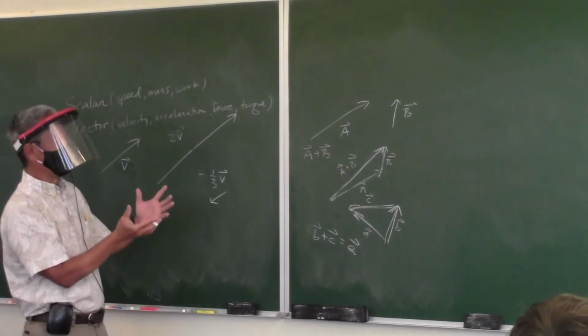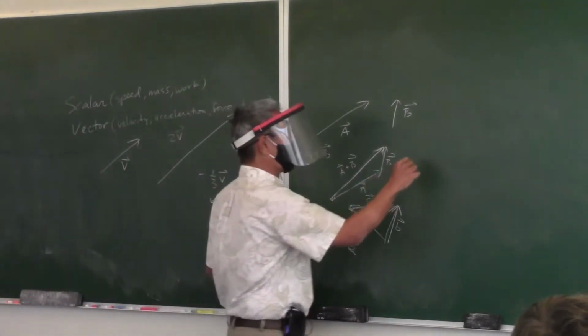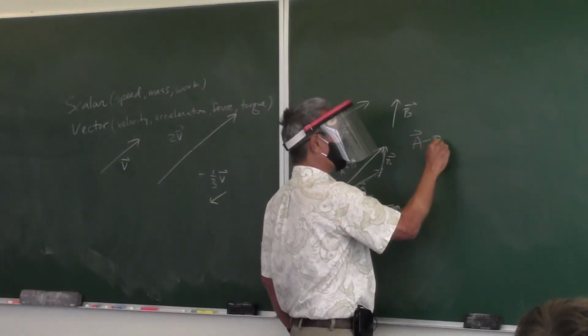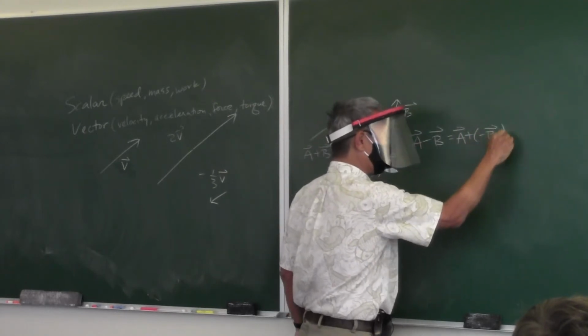And then of course, if you can add two vectors together, then you can subtract two vectors, because vector subtraction is defined to be A plus negative B.